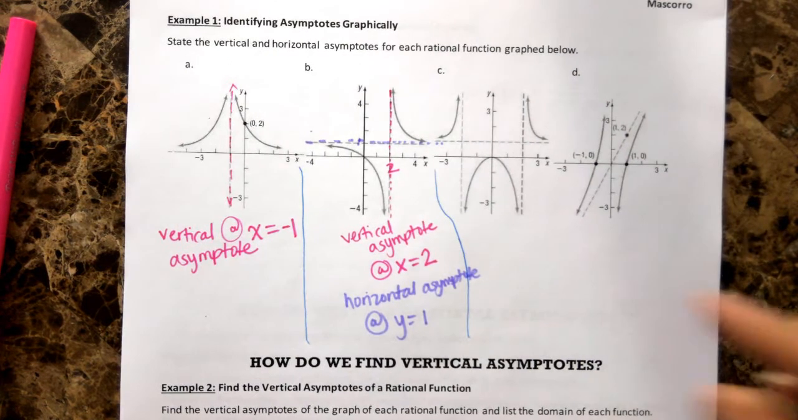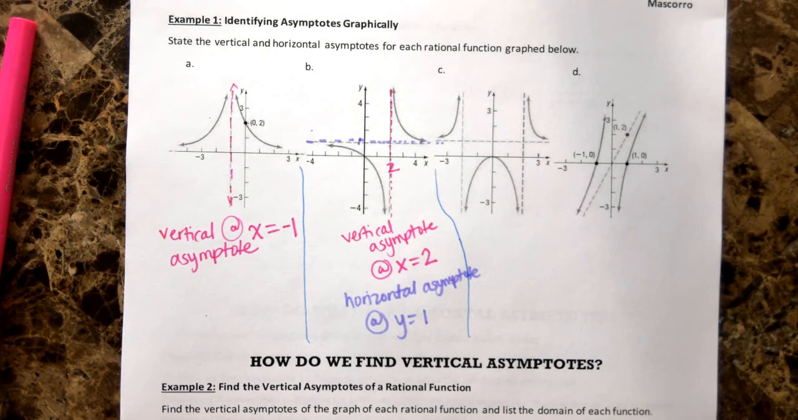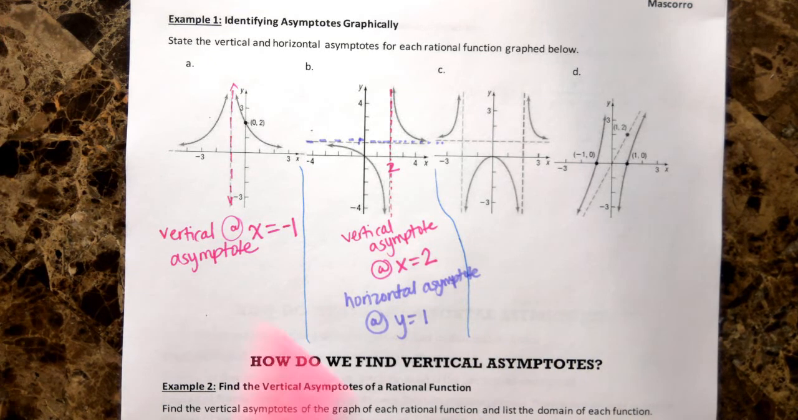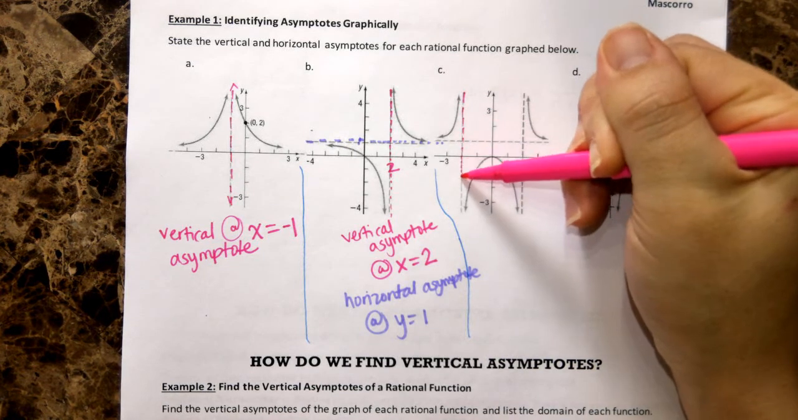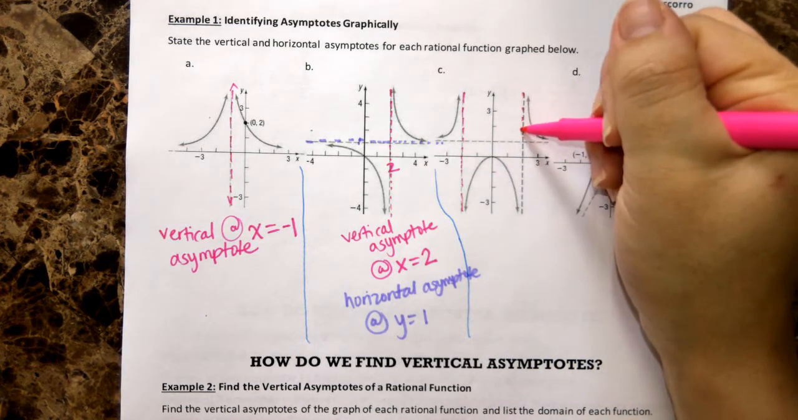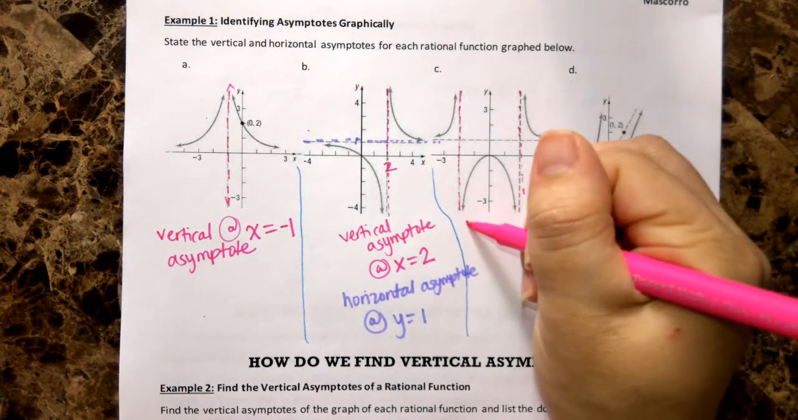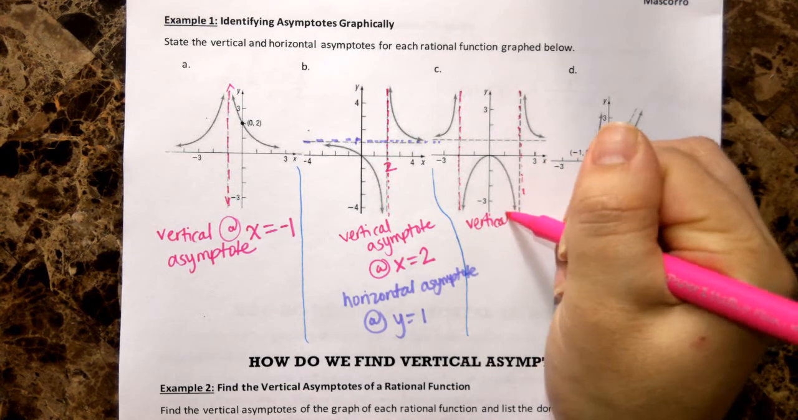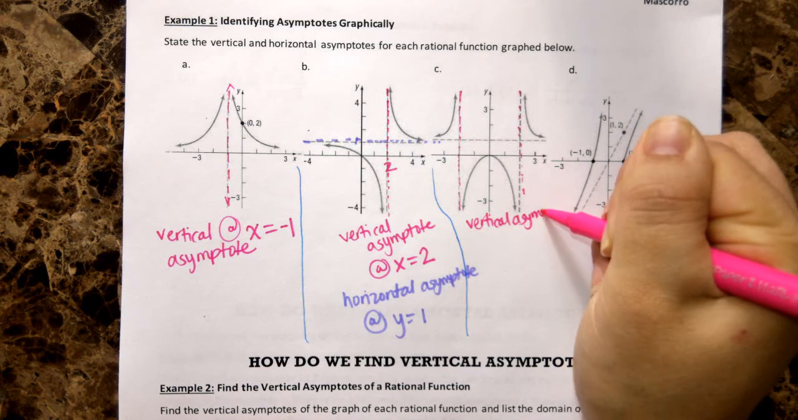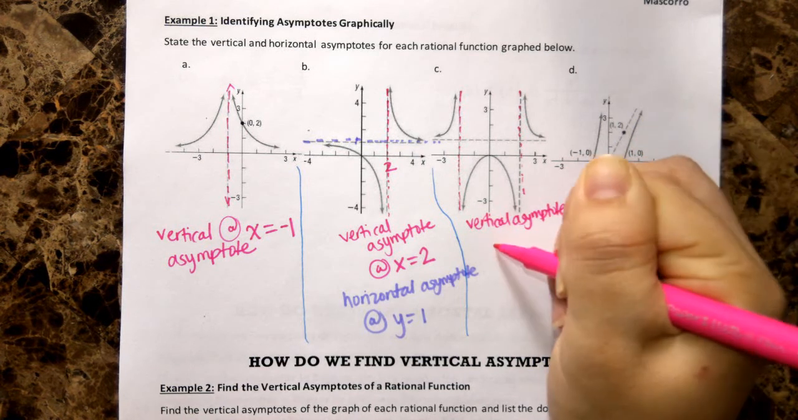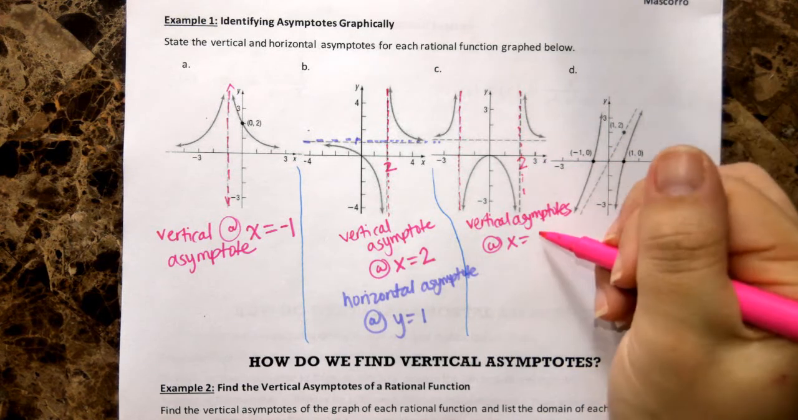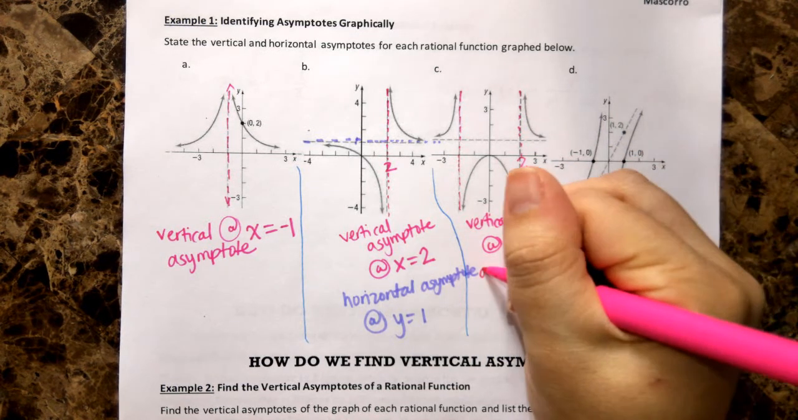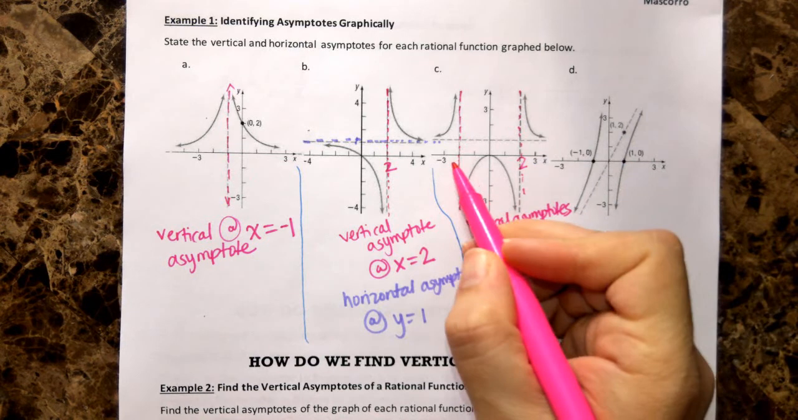All right, part C, same thing. We have actually 3 different asymptotes. A graph can always have more than one vertical asymptote. In this case, there are 2 vertical asymptotes, one right here and also right here. I'm going to go ahead and write down each one. The first one is at x equal to positive 2, and also at the x value negative 2.